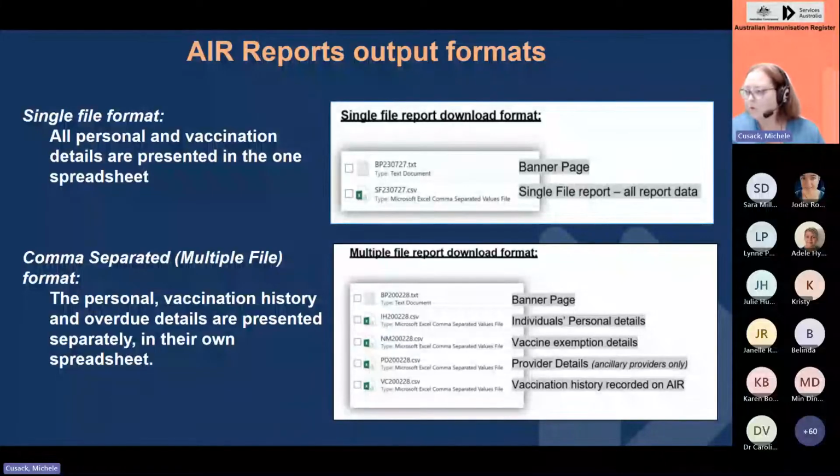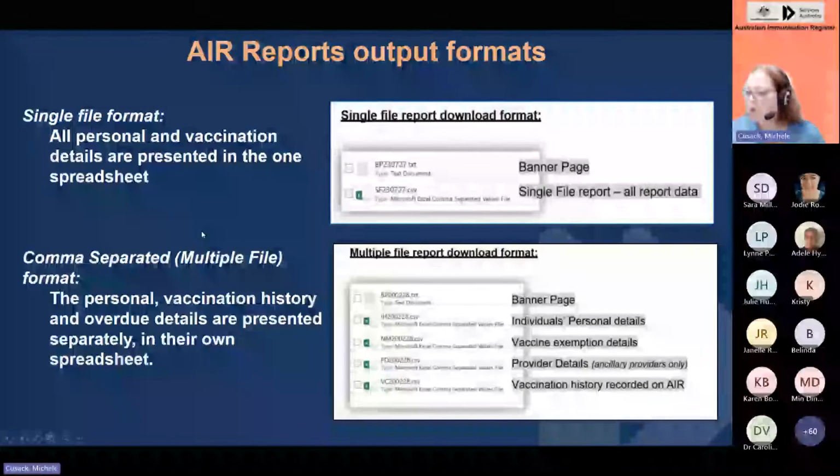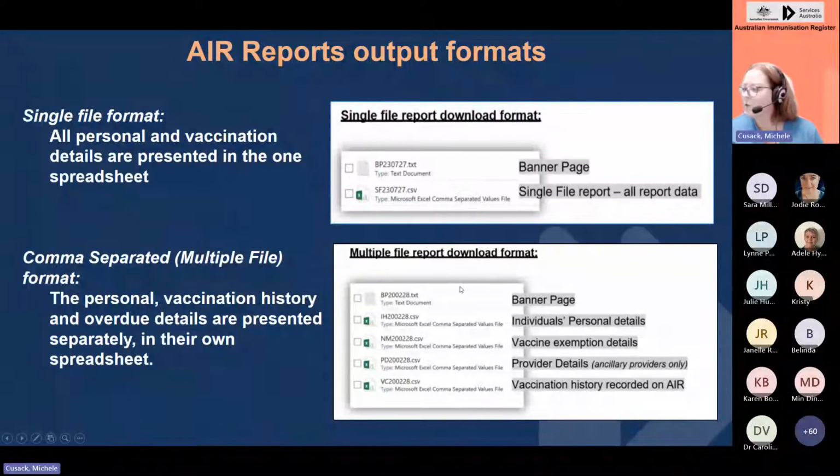So when you do request your reports, you can request them in two options. You've got your single file format where all the personal and vaccination details are presented in the one spreadsheet, or you can do it in a comma separated multiple file format. And that's where you'll get these different files here where you can go to get the personal details, the vaccine details, and provider details. We find the single file format is the easiest to use. And that's why this evening I'm going to just show you some samples of single file reports.